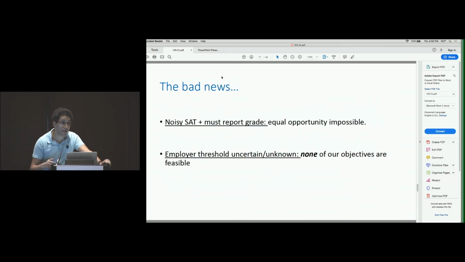On the other hand, the bad news is that in that same model in which the SAT is noisy and you must give grades to students, you cannot achieve equal opportunity. And even worse, if as the university you don't actually know exactly what the employer is going to be doing, you don't know what cutoff on the type they're going to be using for their hiring decisions, then you can't do anything. You cannot achieve any of our definitions of fairness.